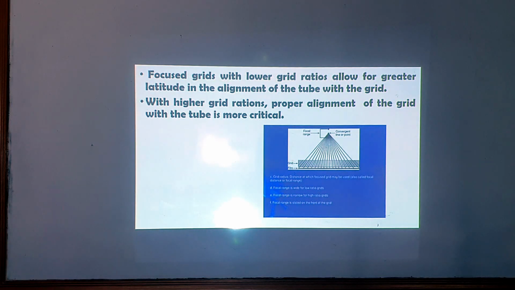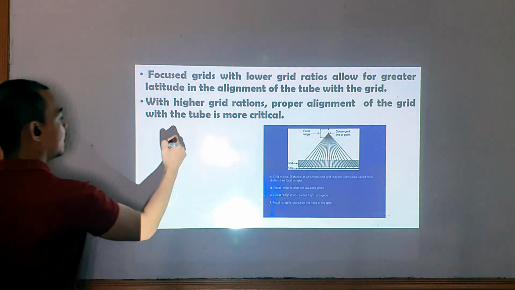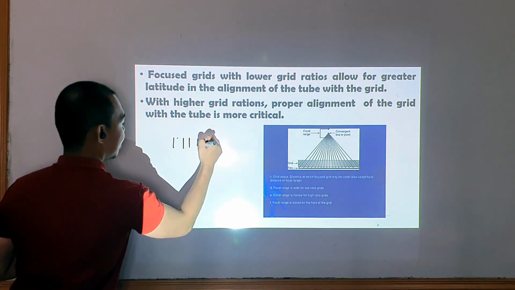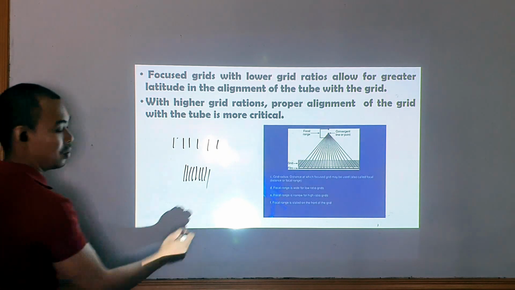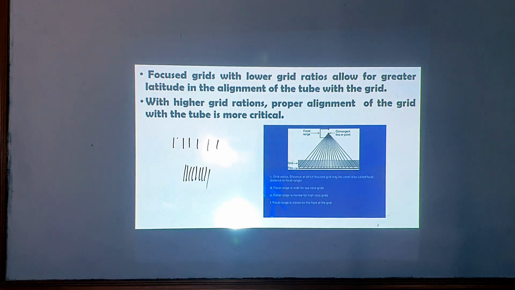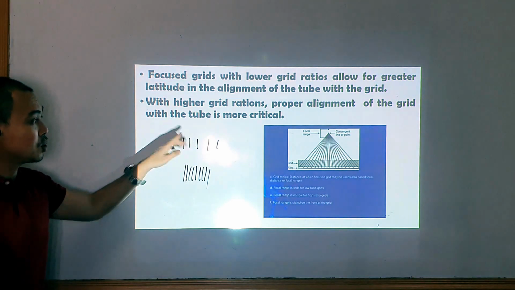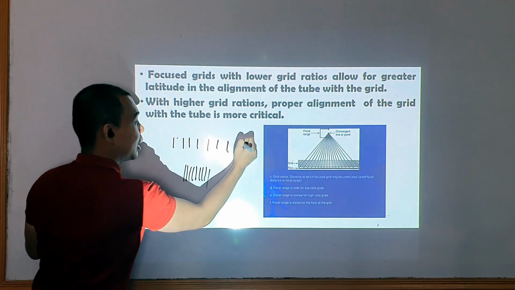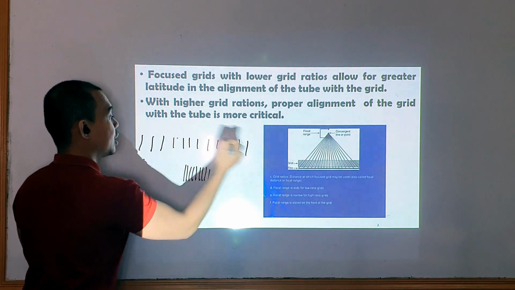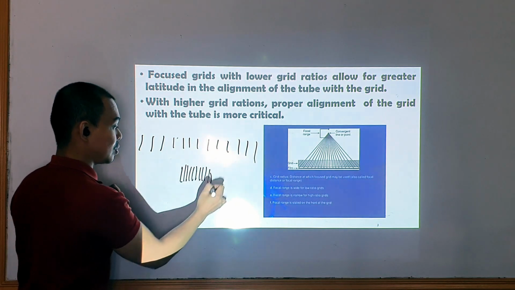Focus grids with lower grid ratios. What is lower grid ratios again? Like that. Right? This one, high. Okay? Focus grids with lower grid ratios allow for greater latitude in the alignment of the tube with the grid. Why, sir? It's because, try to look at the distance. So you have a greater latitude because of the distance between each lead strip compared to this one.